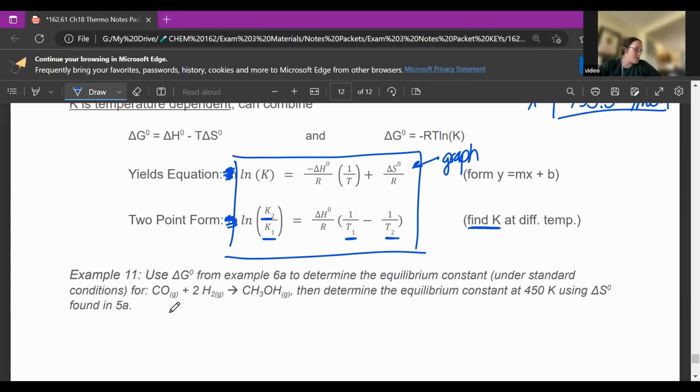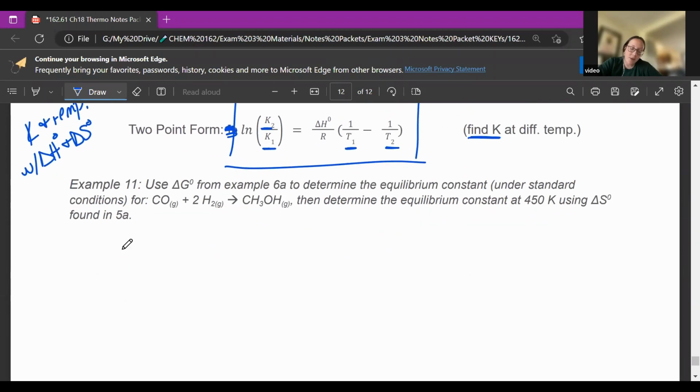So how do you know when to use these? Well, if I have K and temperature with delta H, or sorry, not delta G, delta H and delta S not, okay? So if I have K, but I'm looking for temperature, or I have temperature, but I'm looking for K for that different temperature, these are the equations that you are going to have to use, one of them. You either graph it, you use the slope, or you plug it into the 2-point equation. You can do either one, though the graphing is better if you have multiple data points, okay?